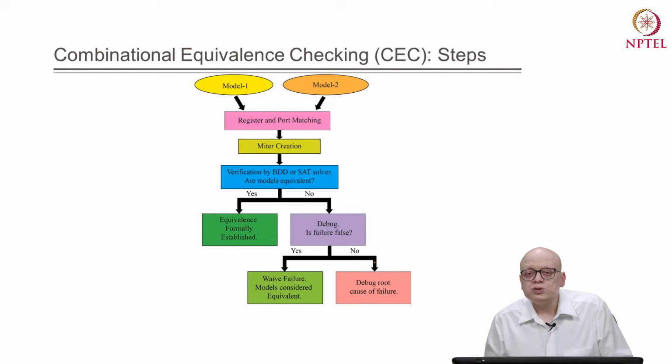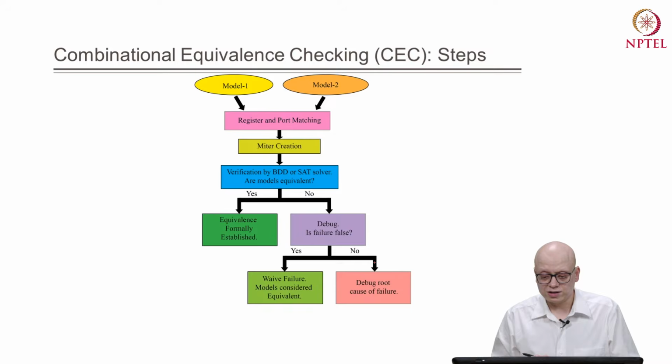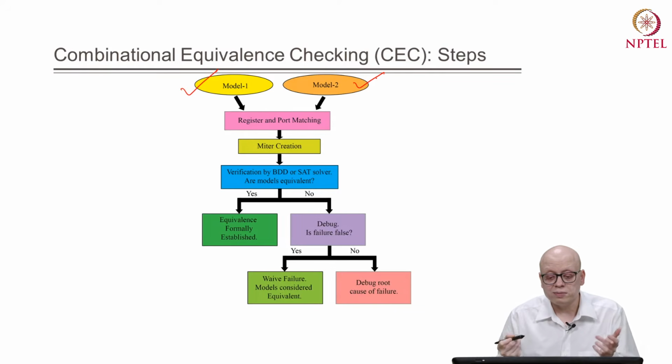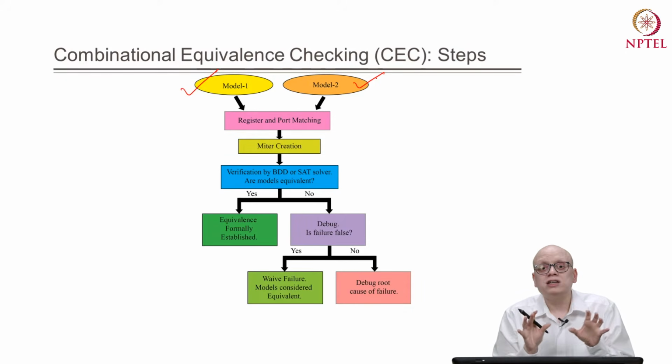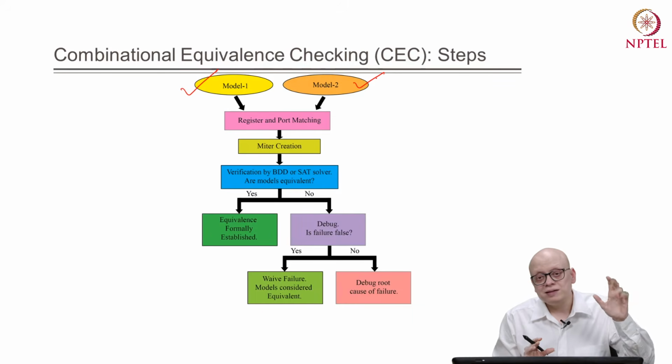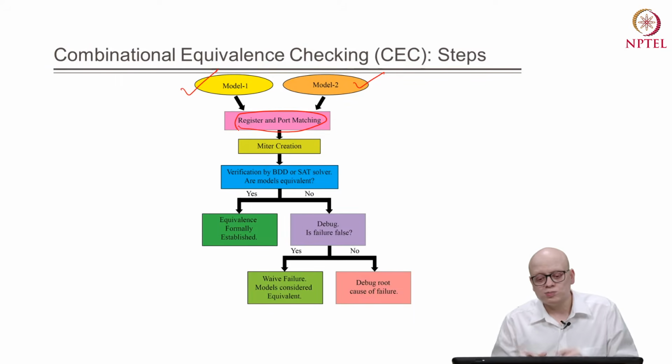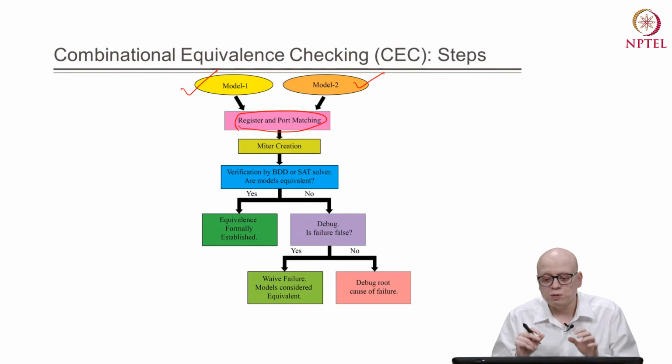So, first let us look into the framework of combinational equivalence checking. For combinational equivalence checking, we give two models, one may be RTL, the other may be netlist, or these two may be two different netlists, and so on. Now, two models are there. The first task that is done is to establish the correspondence between flip flops or the state elements and the ports, and that is what is represented as register and port matching. So, we establish a one-to-one correspondence between the state elements and ports for these two models.